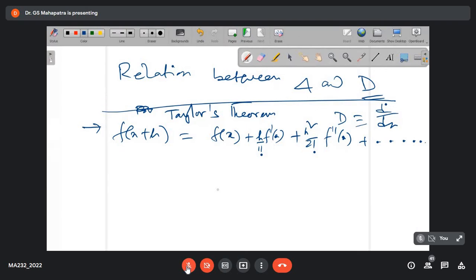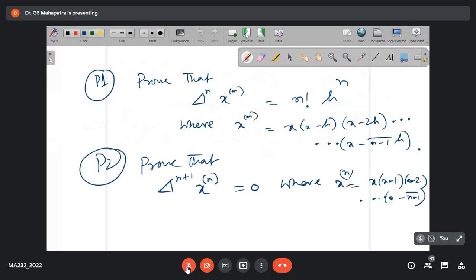Then next class I will discuss this one. We have to discuss some other operator also, then only we can find this relation. Up to this one is fine. In the next class we will discuss this one. So these are the homework. You try to do this one.